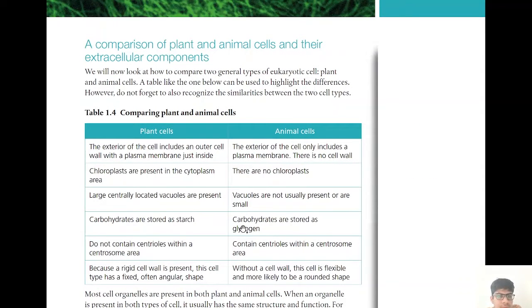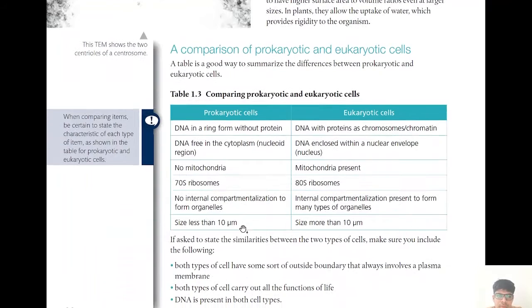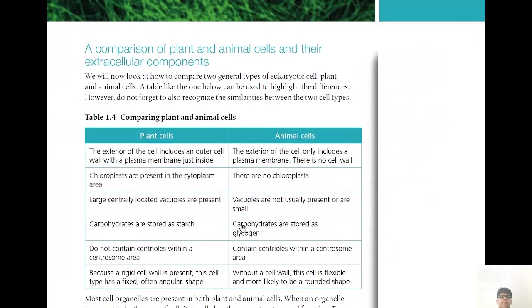Now here we have a table comparing plant and animal cells. The exterior of the plant cell includes an outer cell wall with a plasma membrane just inside, but animal cells do not have a cell wall; they just have a plasma membrane. Chloroplasts are present in plant cells, but animal cells have no chloroplasts because photosynthesis does not take place in animal cells. Large centrally located vacuoles are present in plant cells, but in animal cells, vacuoles are not usually present or are small.